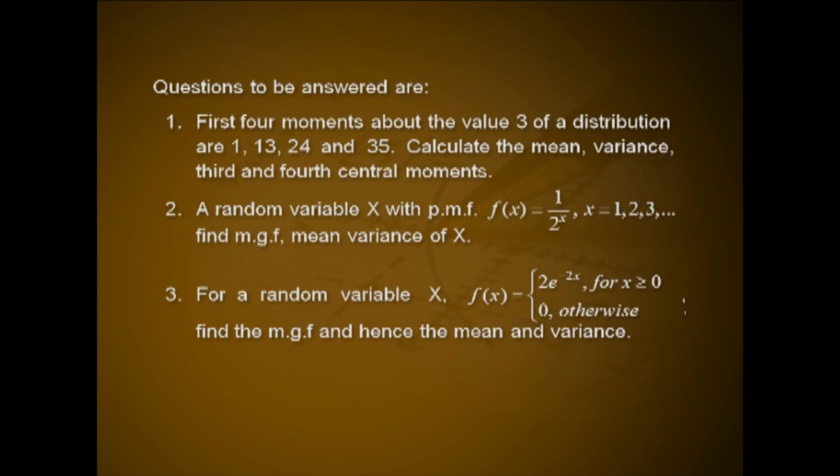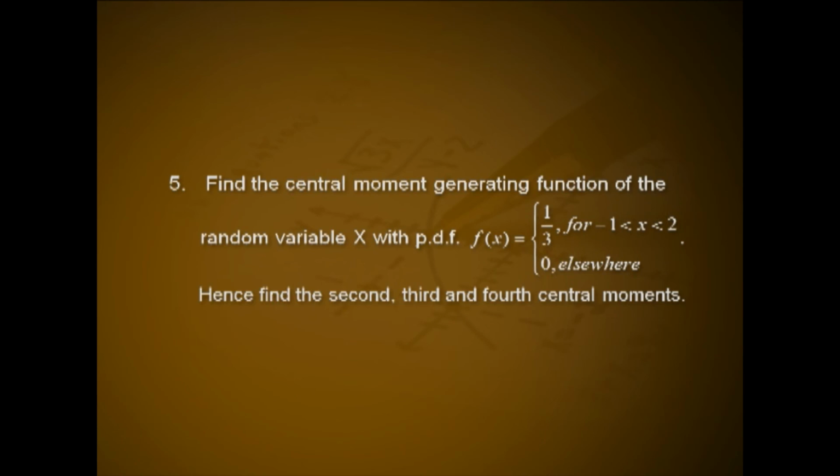For a random variable X, f(x) = 2e^{-2x} for x greater than or equal to 0 and f(x) = 0 otherwise. Find the moment generating function and hence the mean and variance. For a random variable X, show that M_{(X-a)/h}(t) = e^{-at/h} M_X(t/h). Find the central moment generating function of the random variable X with PDF f(x) = 1/3 for -1 < x < 2 and 0 elsewhere. Hence, find the second, third and fourth central moments.